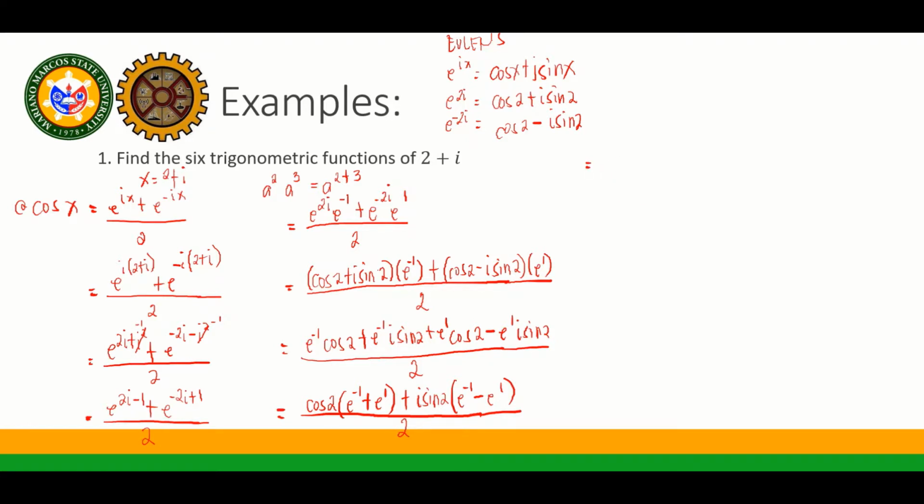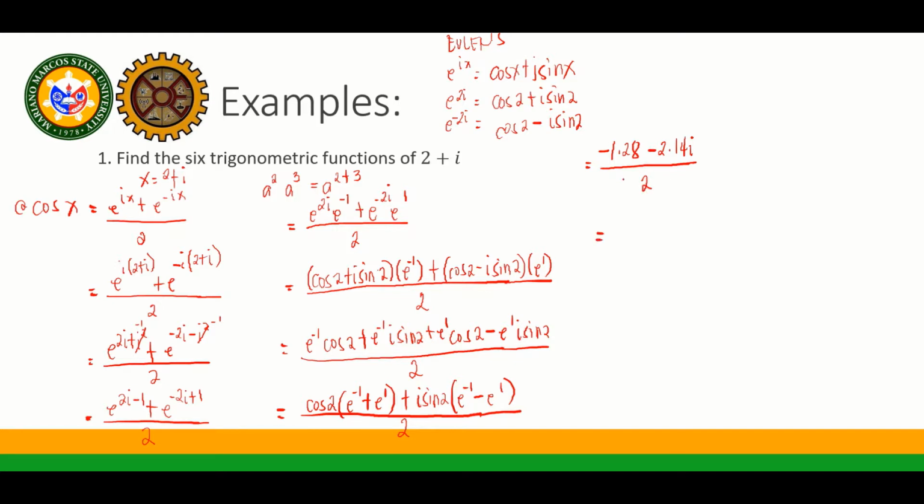We have cosine 2 times e raised to 1 plus e raised to negative 1. That will be equal to negative 1.28. So this is equal to negative 1.28. And then for i sine 2 times e raised to negative 1 minus e raised to 1, that will be equal to negative 2.14i, and then over 2.